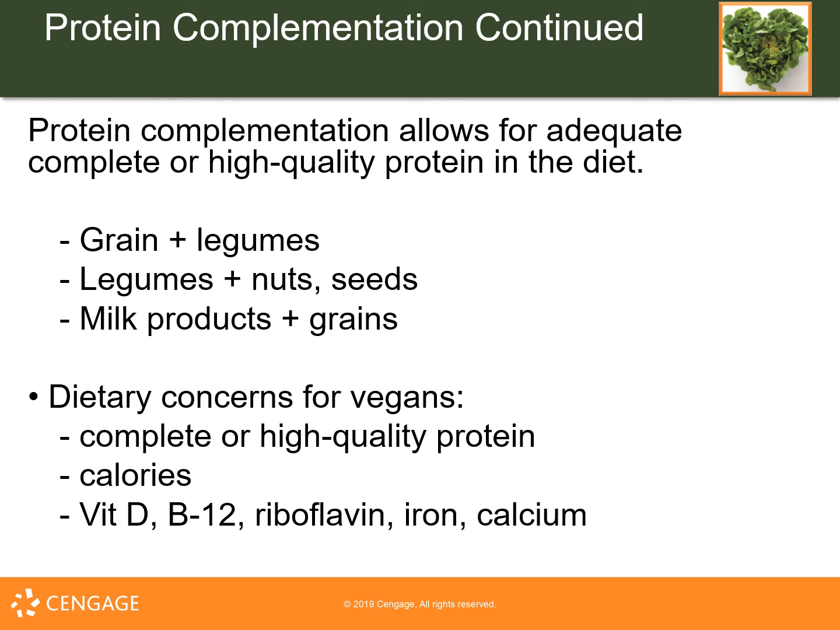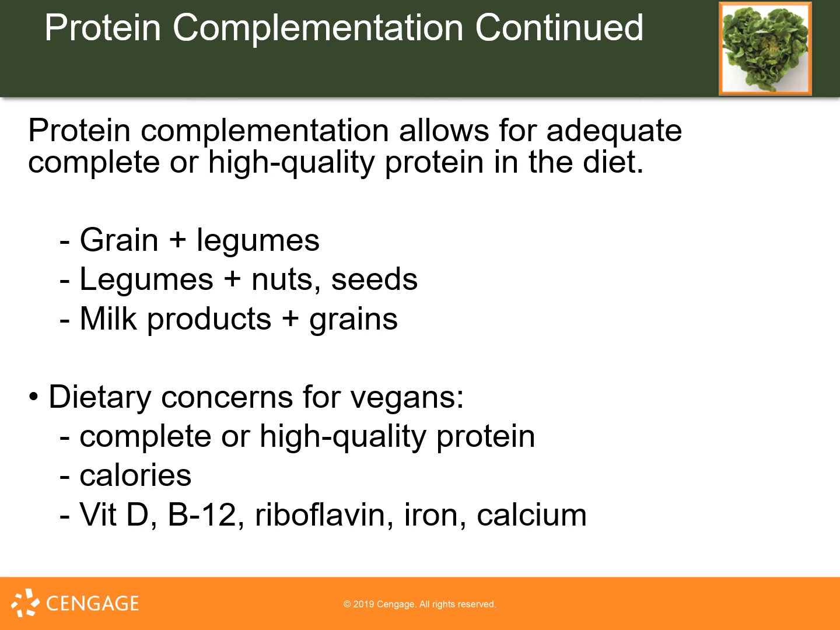Protein complementation continued. So protein complementation allows for adequate, complete, or high quality protein in the diet. So these complementary proteins balance each other and provide all essential amino acids when consumed together. So those include having grain and legumes together, legumes plus nuts or seeds, as well as milk products and grain. So when they come together, they provide all of the essential amino acids.